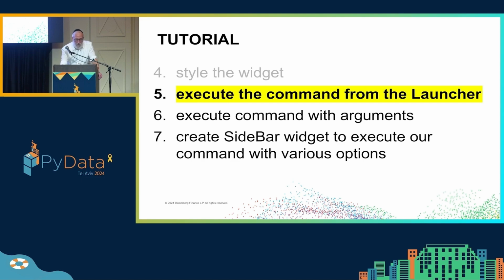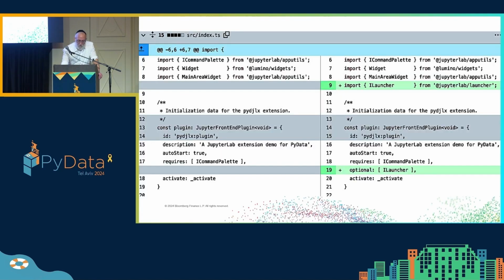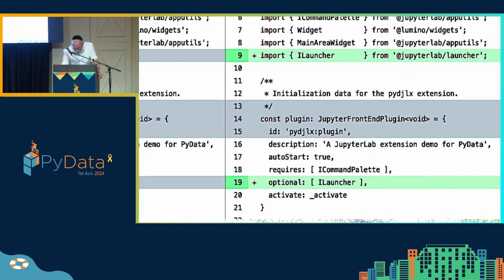All right, so now let's see how we can execute the command from the launcher. Again, this is the launcher over here. We're going to put it in the notebook section because that's near the top. So we're going to import ILauncher from @jupyterlab/launcher. And now down here where it says requires, I could say ICommandPalette, ILauncher, and I would get it passed in.